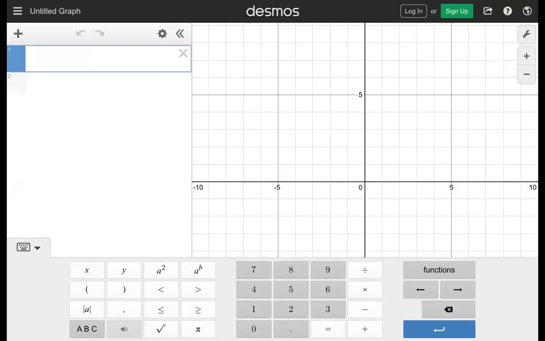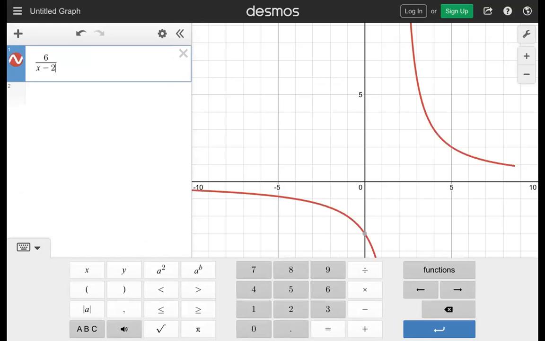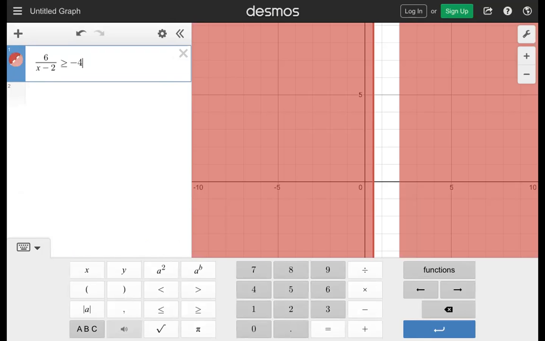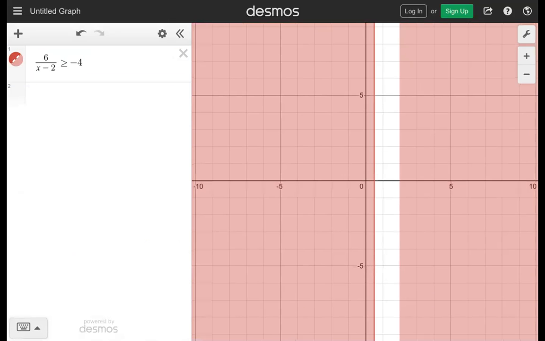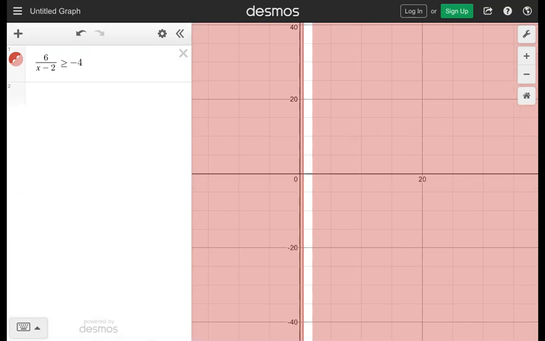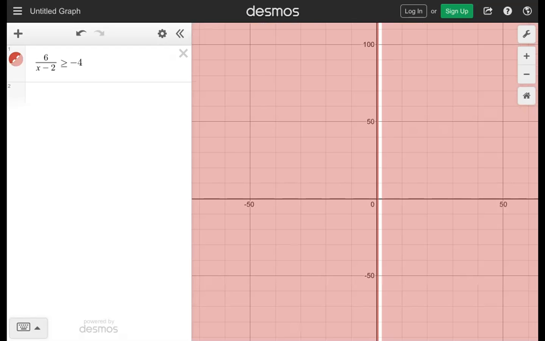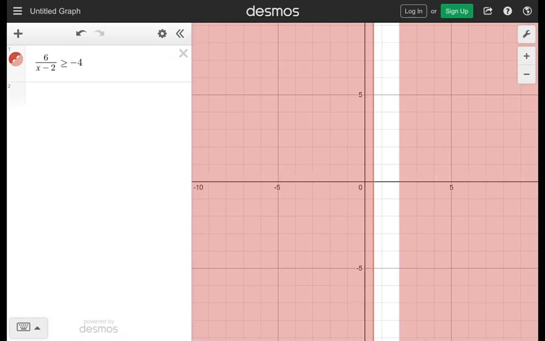Now, Desmos is different than I'm used to, but I believe I can just type this in here. 6 divided by x minus 2. When is that greater than or equal to -4? All right, now, let's see what we end up with. It's not changing for me, is it? Anyway, let me go home here. Okay, that's what our solution set looks like.